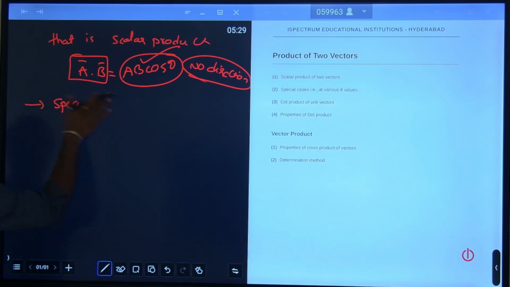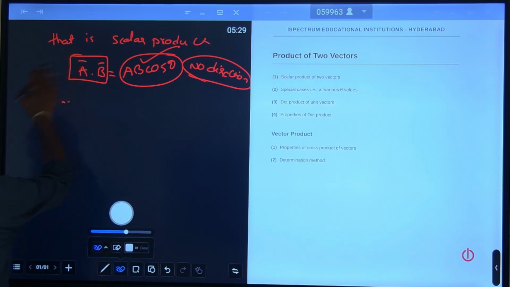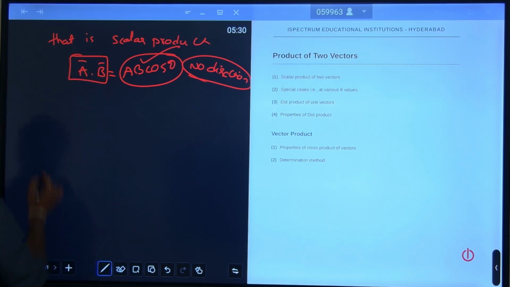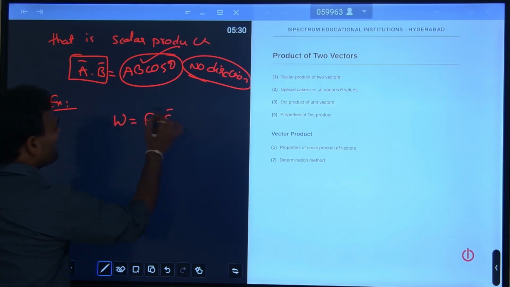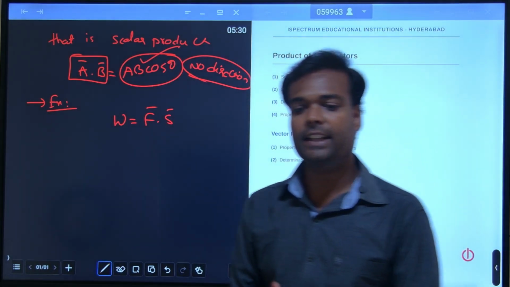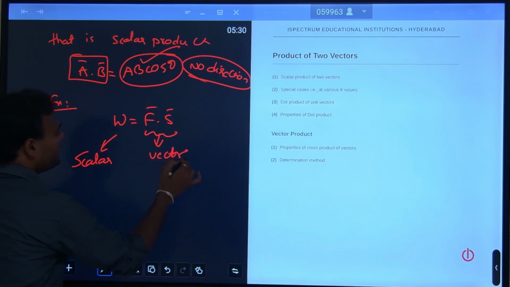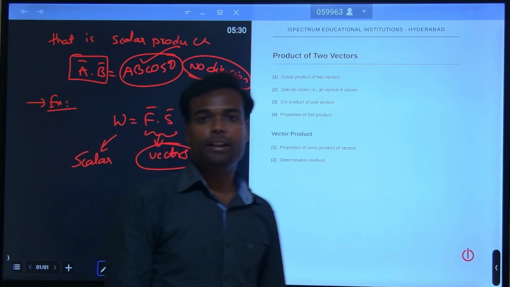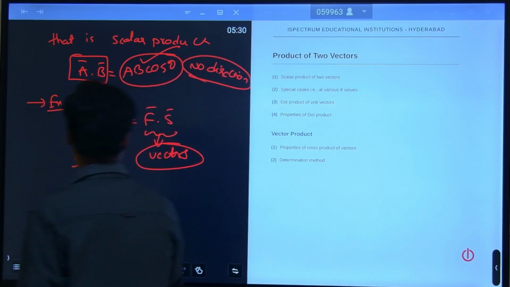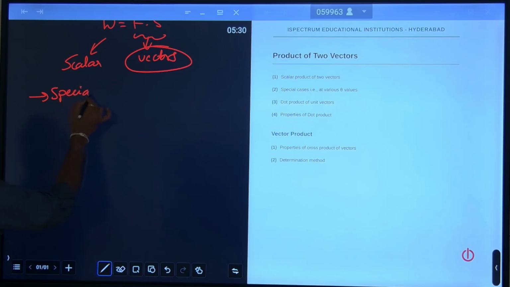Then the next point is special cases, and I can give you an example. Let us observe force into displacement. Force and displacement both are vectors, and multiplication of these vectors gives us a scalar. Then the next point is some special cases. Let us see special cases.